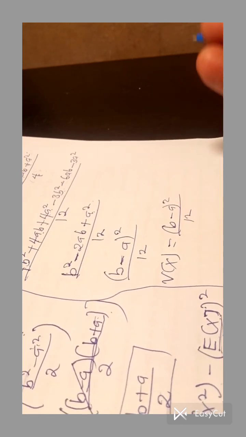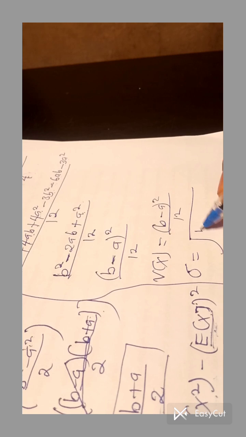If this gives us the variance of x, what do we do to get the standard deviation? Standard deviation is simply the square root of the variance. If you simplify that further, this will get cancelled with this. We know it looks like (b minus a) all squared all over root 12. The square cancels the square root, and we are going to be left with b minus a all over root 12, which gives us the standard deviation.